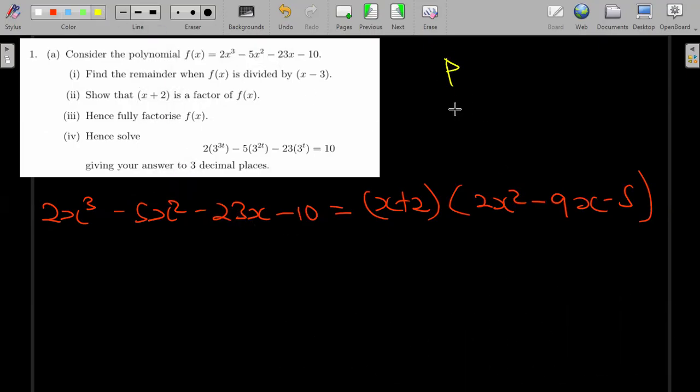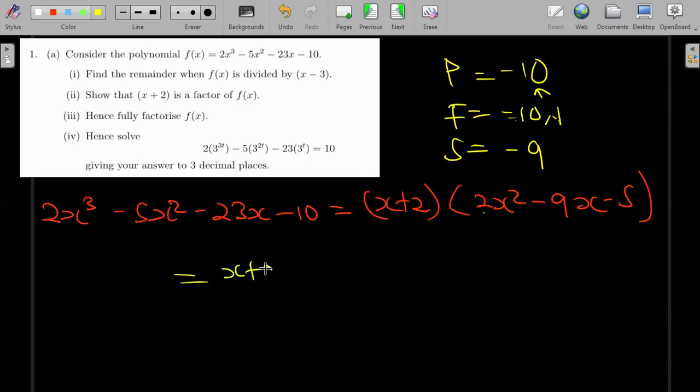So we find the product, the factor, and the sum. Okay, so the product is 2 multiplied by minus 5, which is minus 10. The sum is minus 9, so it means the factors will just be minus 10 and 1. So if you multiply them, you get this. If you add them, you get this. Okay, so it means this whole polynomial here is going to be equal to x plus 2.